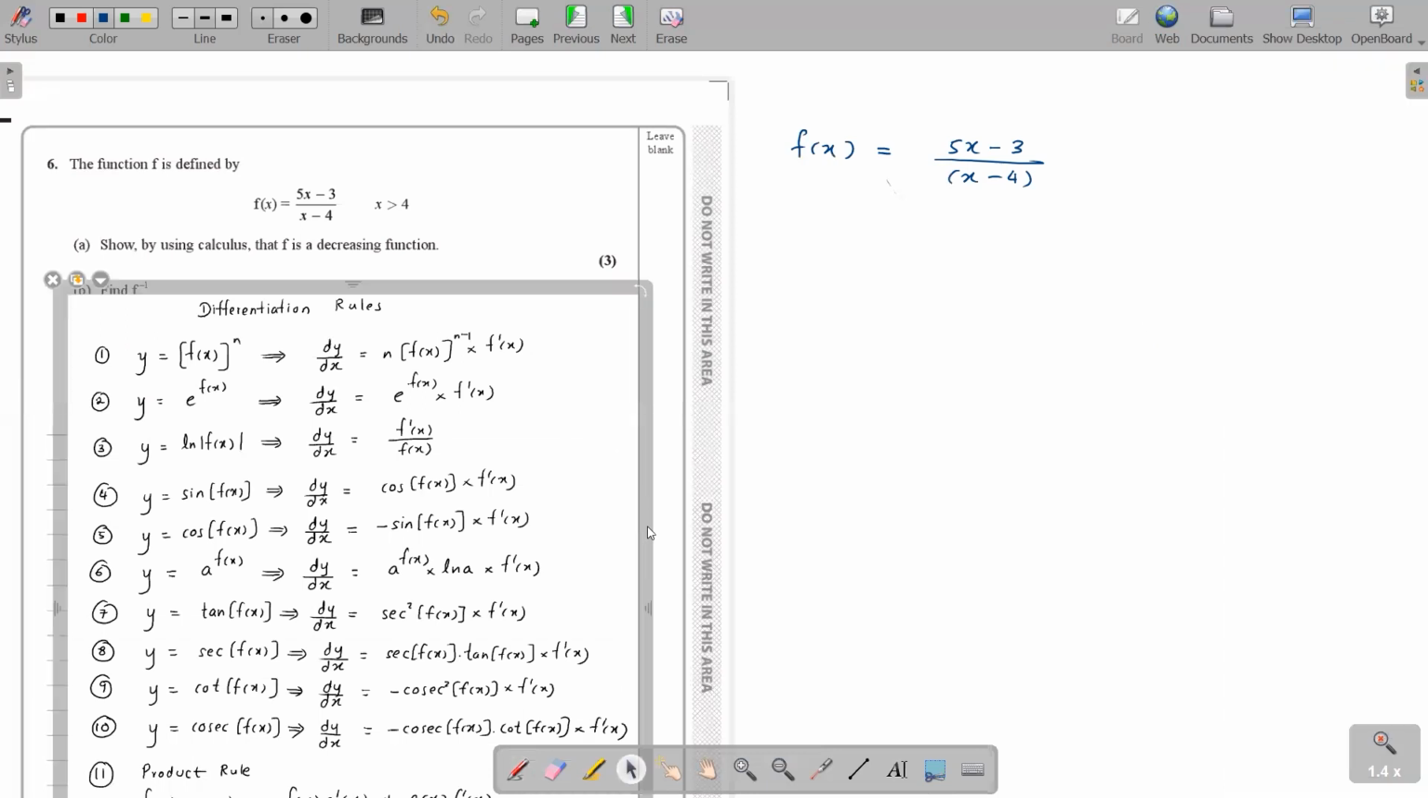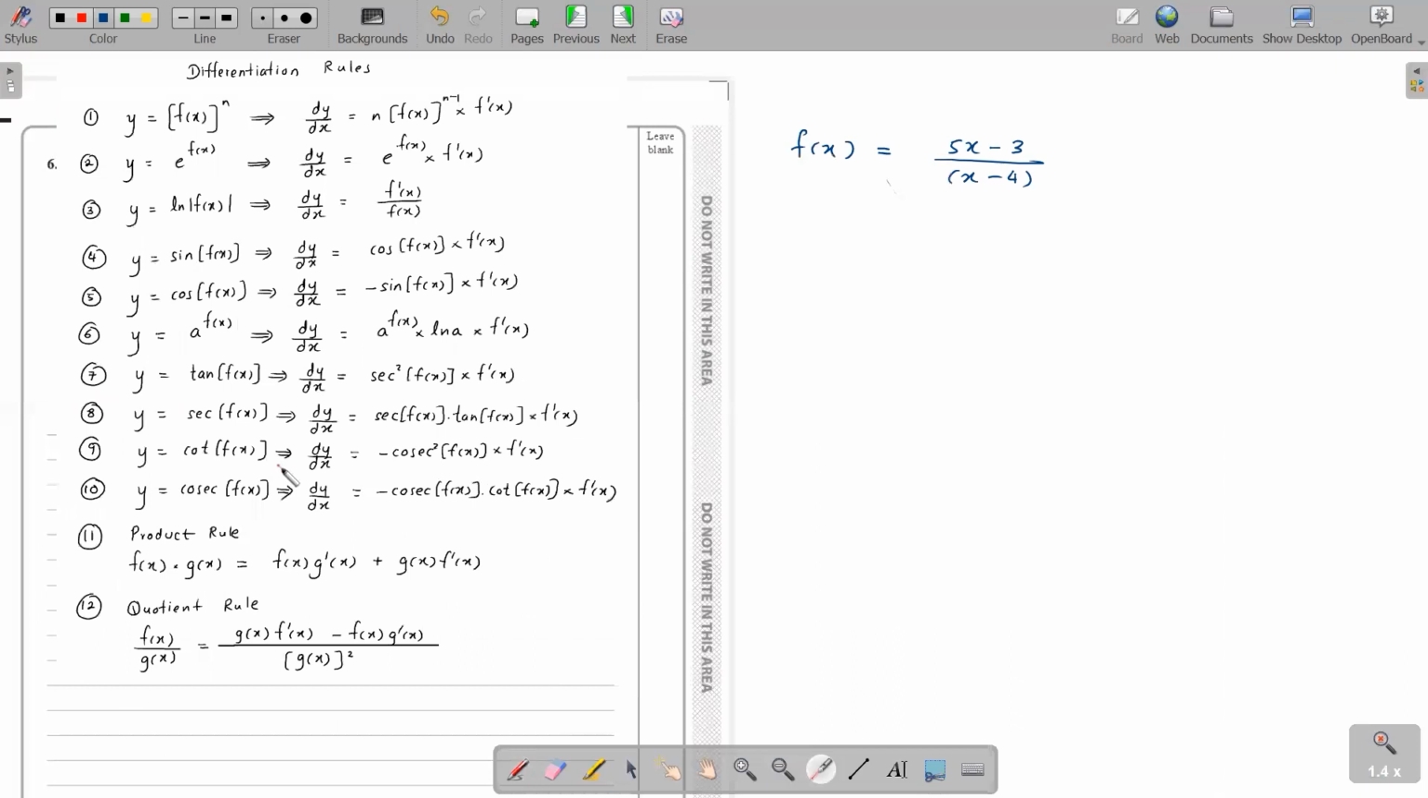So I have brought my rules here again. Differentiation rules. What's the rule we need to use here when you have numerator and denominator? We can go for the quotient rule. Yeah, so f x over g x. So this is the quotient rule. Let's use it. To get f dash x, what do we do? The denominator gets squared, right? So x minus 4, you square it, and then denominator times differentiation of the numerator. So 5x minus 3 differentiation is 5, minus f x, which is 5x minus 3, into g dash x, differentiation of the denominator, is 1.